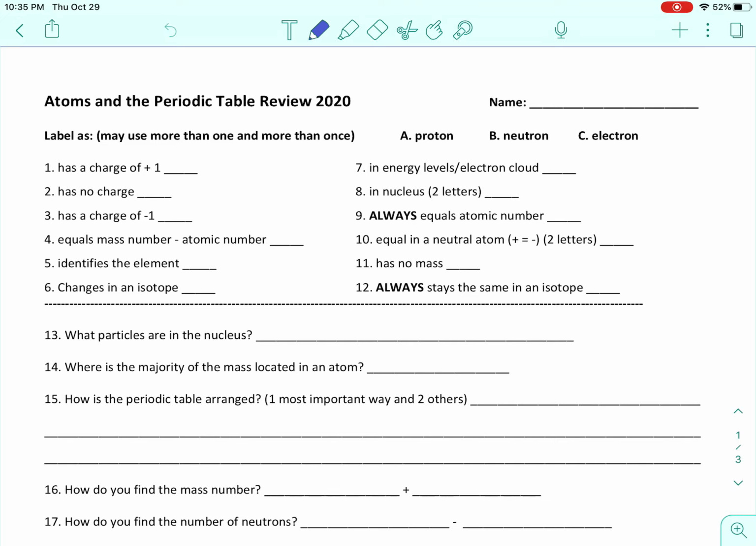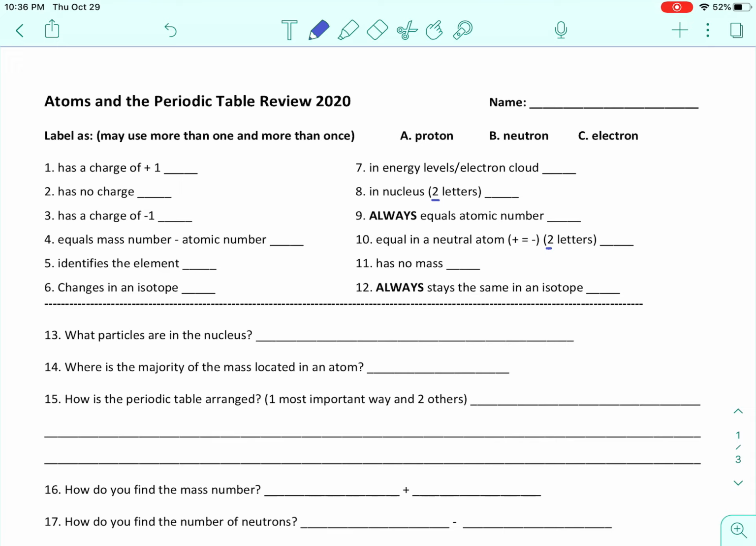For the atoms and periodic table review, let's go ahead and do the answers for that. So number one, this first section you're going to label using either proton, neutron, or electron, or a combination. Some of these questions require you to choose two letters, for example, like this one here and that one there.